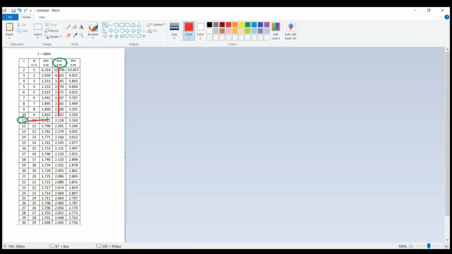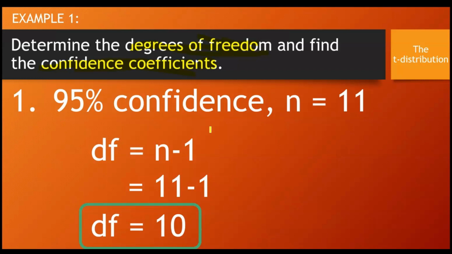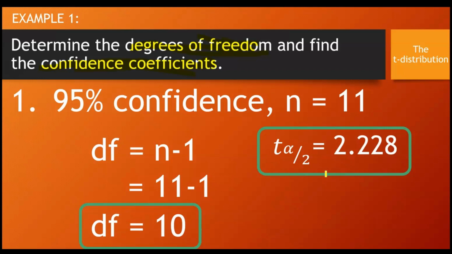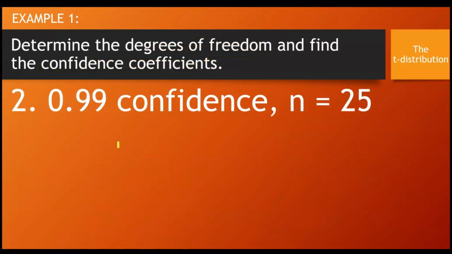Where these two values cross, that's our confidence coefficient. Hence, they cross at 2.228. So we can say that the confidence coefficient of the given situation, 95% confidence and n equals 11, is 2.228. Let's have the second example.